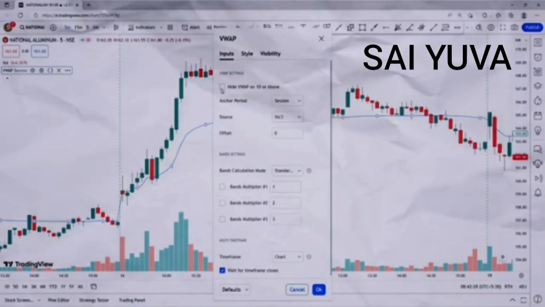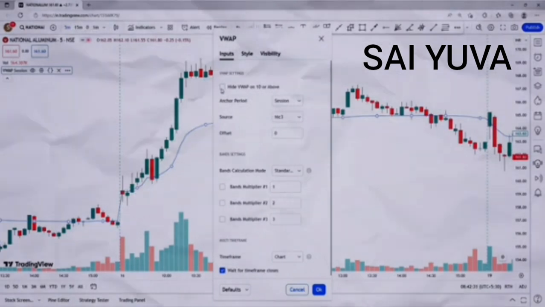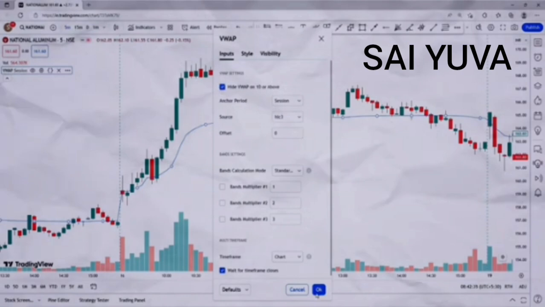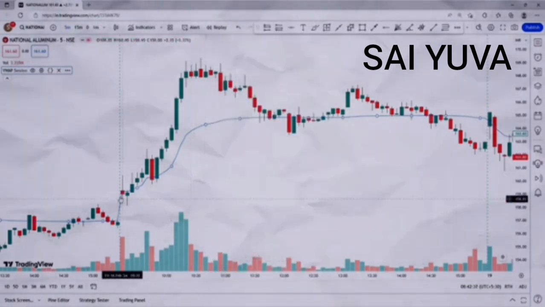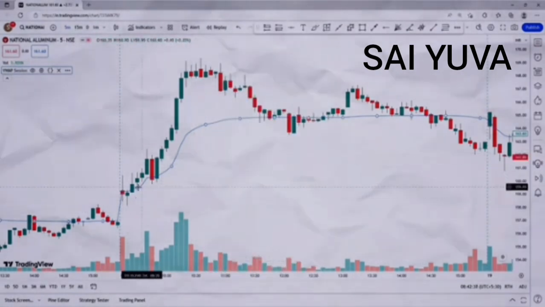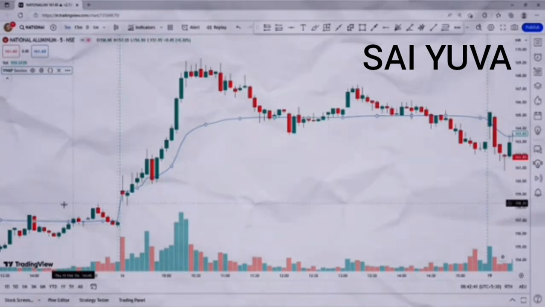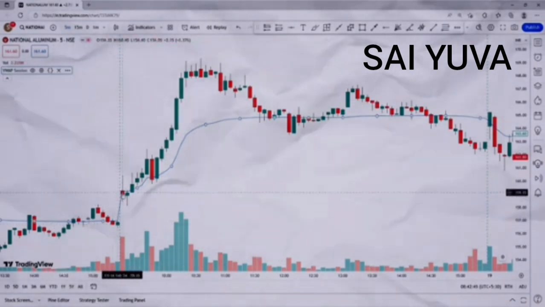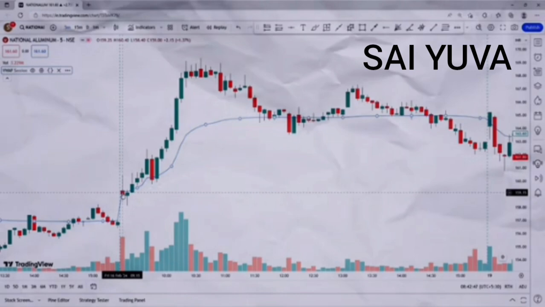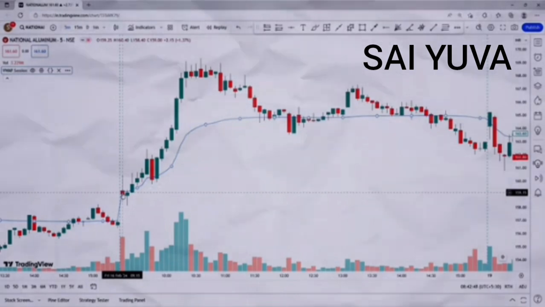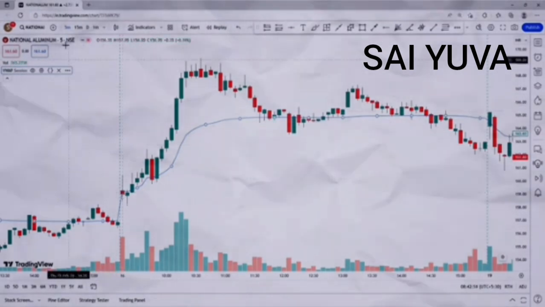After going to settings, you will see this checkpoint. You have to remove this tick. Then, you have to check hide VWAP on 1 day or above. Then, you will click on OK. After this, VWAP will appear on your charts. This indicator does not consider your previous day. Here, every new day starts with a new price point.